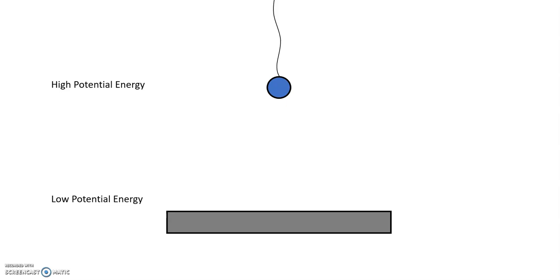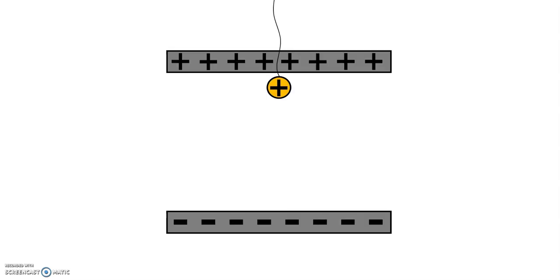And once I cut the string, then the gravitational force is going to pull the ball down, and it's going to move from an area of high potential energy to an area of low potential energy. And we can see that again when we cut the string and the ball falls. And again, it will keep falling to the lowest potential energy that it can get to until it hits a surface like the ground, in which case it's going to stop.